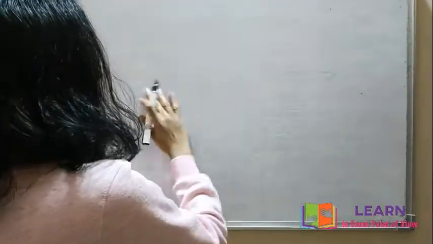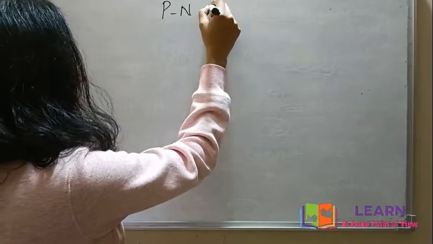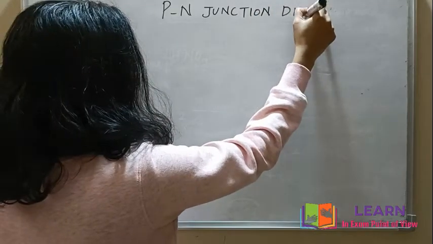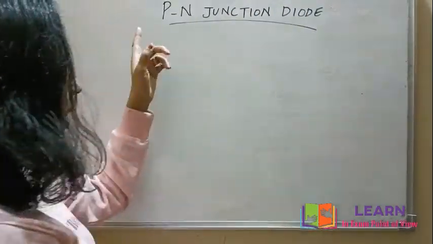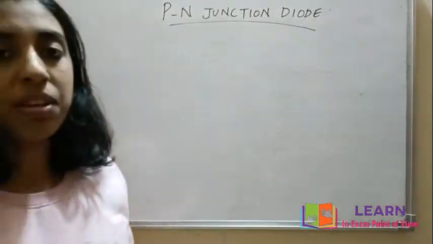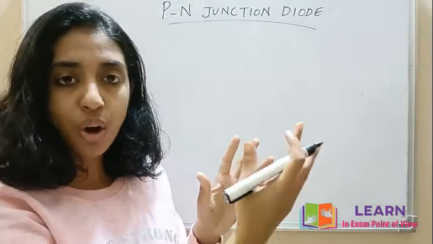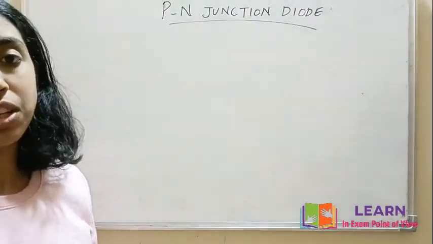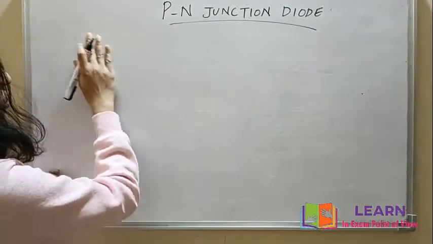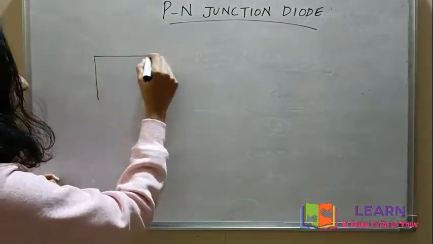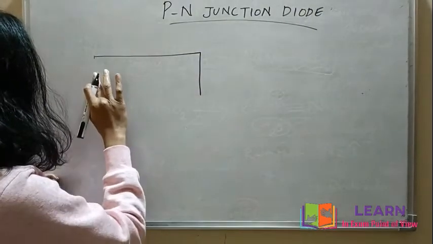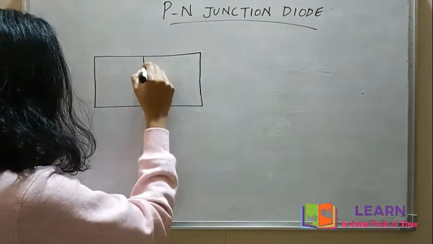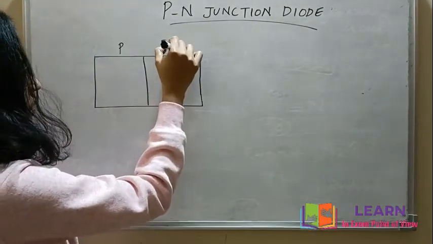Okay. So the topic is PN junction diode. Here p-type semiconductor and n-type semiconductor are there. When we join the semiconductors together, we will get a PN junction diode. So we are going to join the p-type and n-type semiconductor, and you will get a PN junction. Here we can write P, here we can write N.